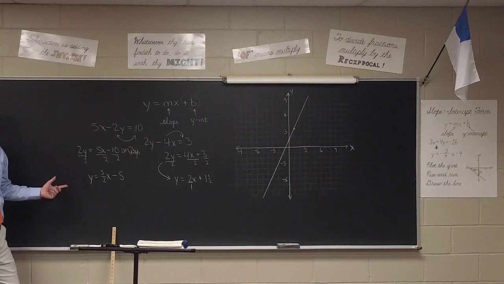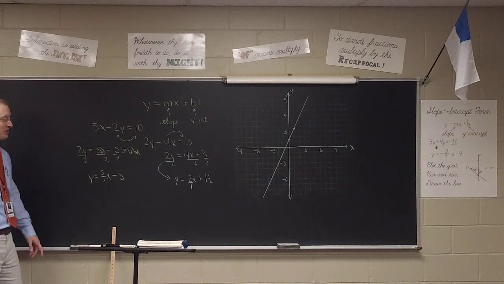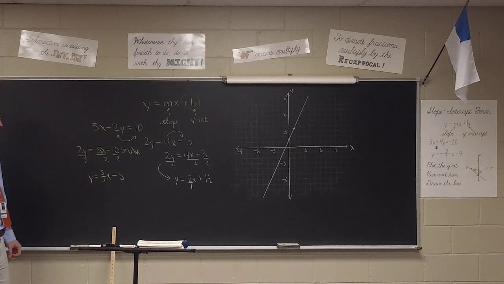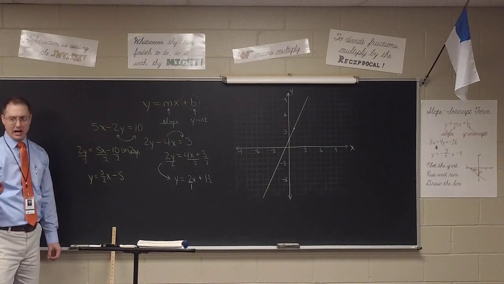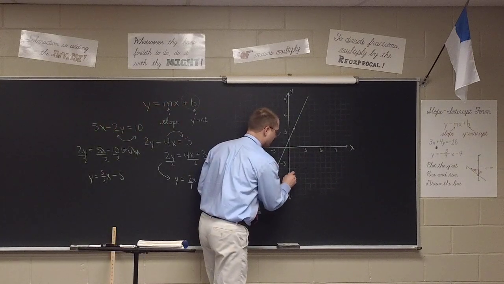And I'm seeing somebody making some markings over there, Gavin. Is that a bad sign? All right. Tell you what, Gavin, you tell me, what should you have done? It's not a 5. Negative 5. The negative 5. So we should have been down here for our y-intercept.